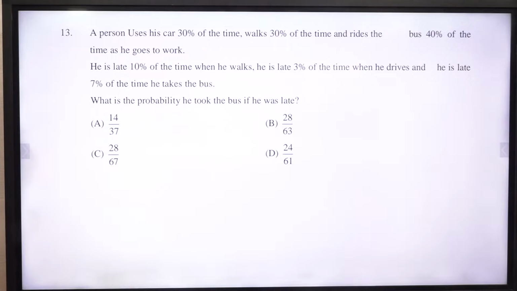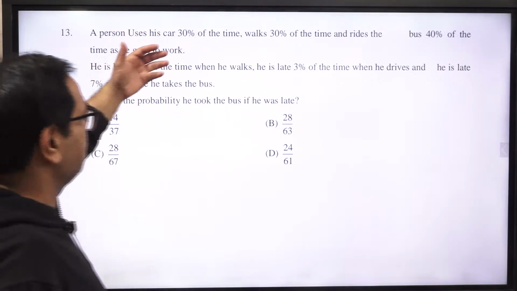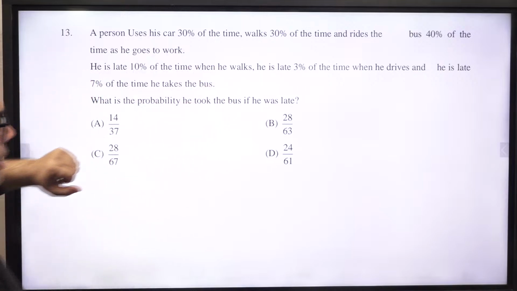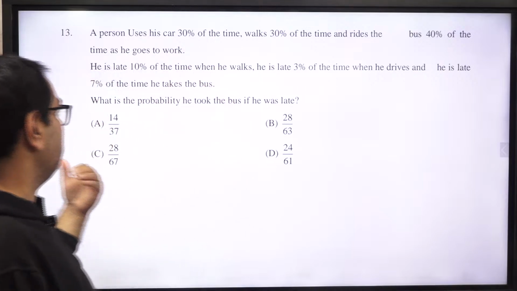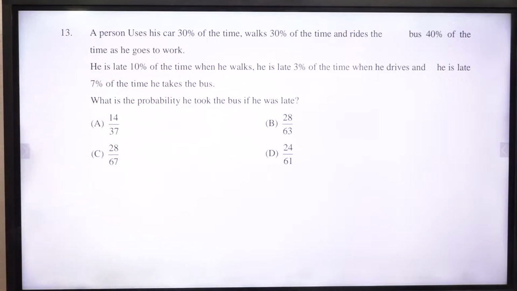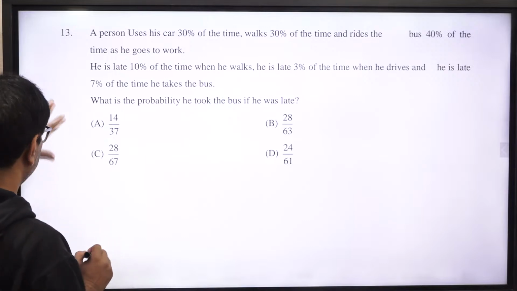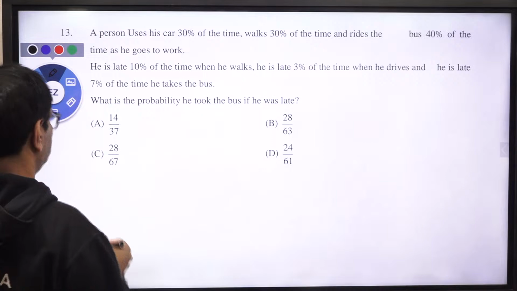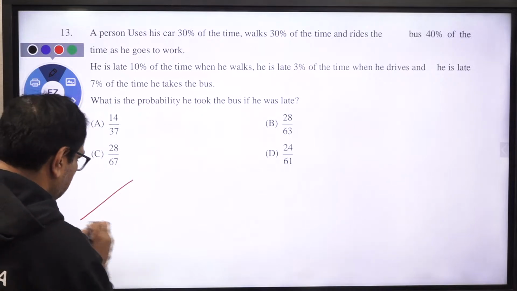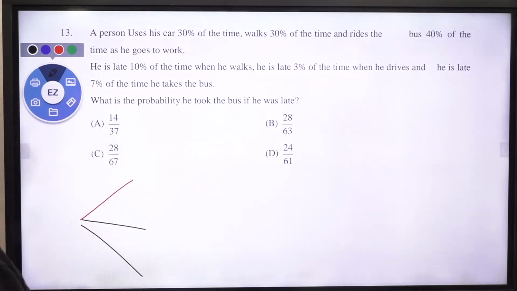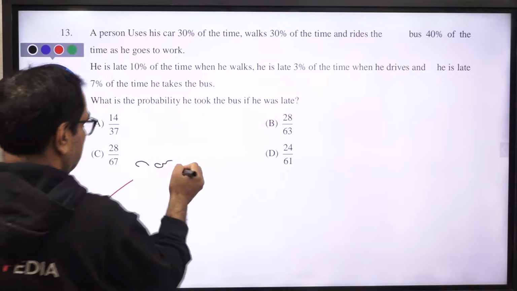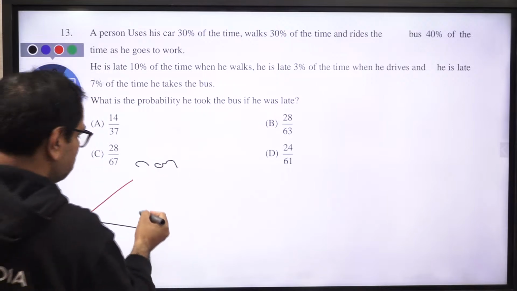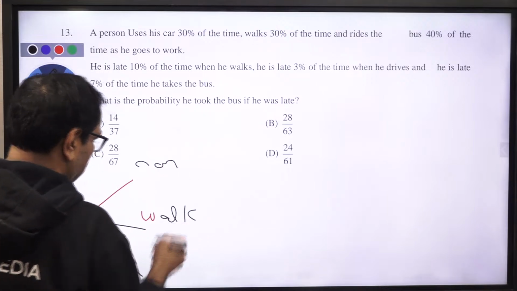ओके, सो देखो यहां पे मैं एक्सप्लेन कर रहा हूं इसको भी। A person uses his car 30% of the time, walks 30% of the time, and rides the bus 40% of the time when he goes to work. So when a person goes to work, क्या क्या ऑप्शंस हैं उसके पास, ठीक है। अगर कोई ऑफिस जाता है घर से, सो यहां पे 3 ऑप्शन मेंशन है, ठीक है, कि वो कार से जाता है, he goes by car, और he walks, और he goes by bus.